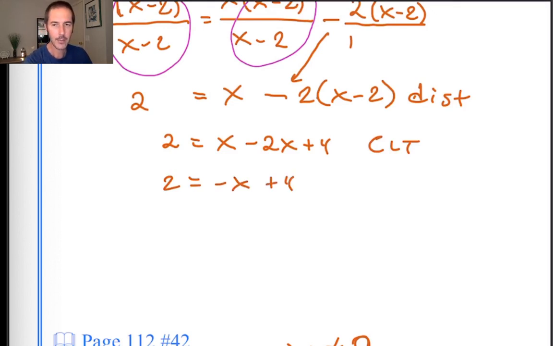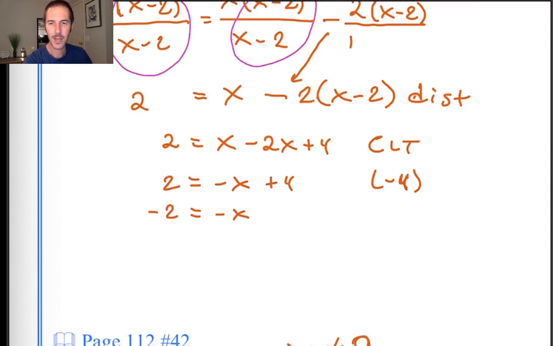You could add the x to the left-hand side and subtract the 2 over to the right-hand side. I'm just going to do a minus 4 on both sides. Leave the variable where it is. 2 minus 4 makes negative 2 on the left, a negative x on the right. 4 minus 4 is 0, so those are gone.